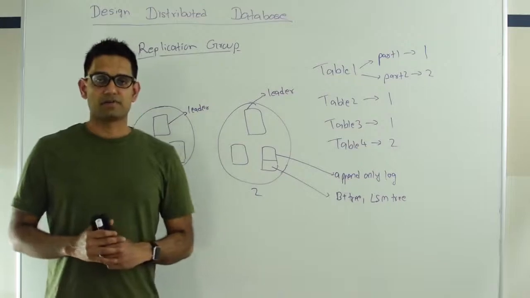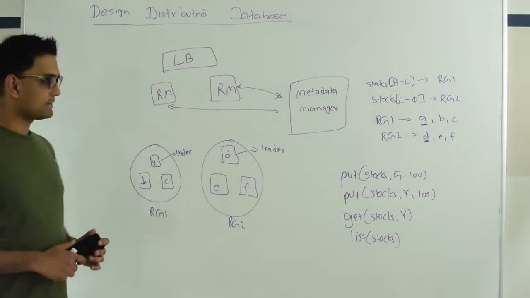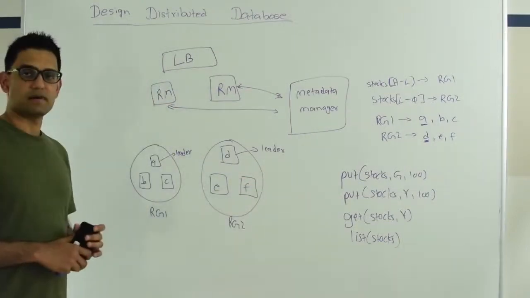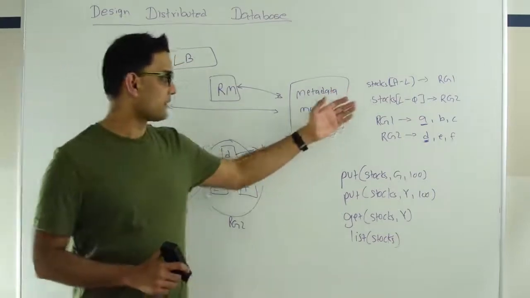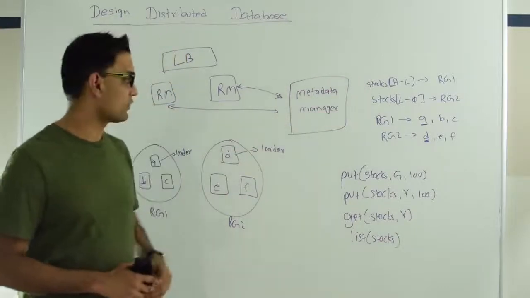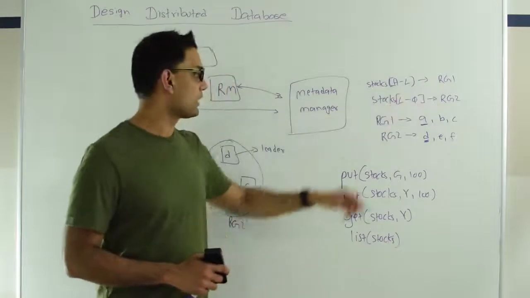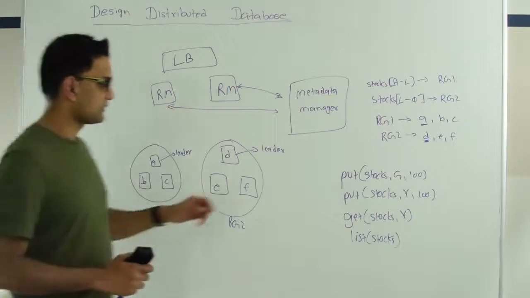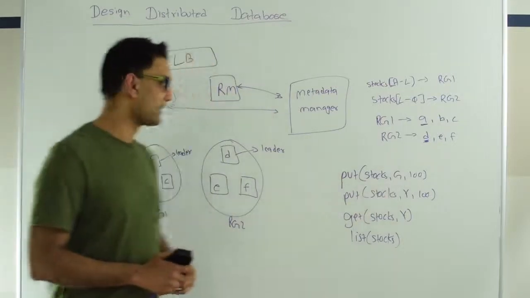Next, let's talk about the data plane. We are back to our big picture diagram, and let's apply some operations and see how the data request path will work. So we have a stocks table, which is really big, so we have split it into 2 replication groups. A to L, not including L, is in replication group 1, and L till the end is in replication group 2. So let's suppose the operation we get is put into stocks table key G and value 100.